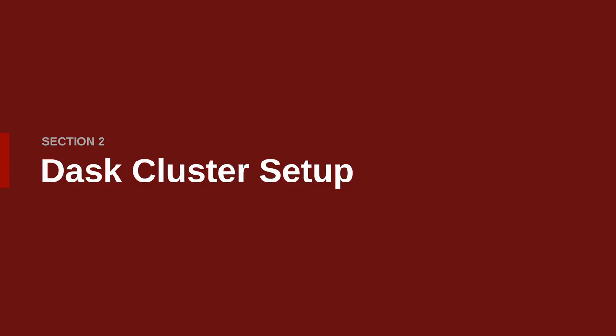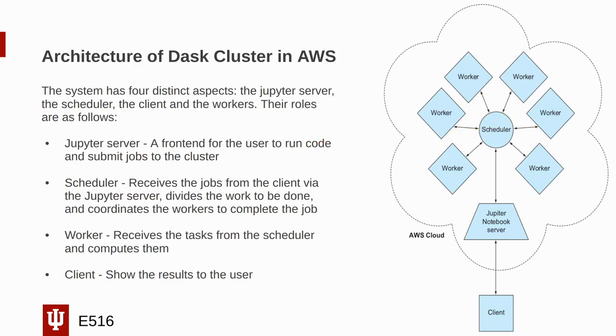Let's now move on to the cluster setup. To begin with, the architecture of our cluster has four different aspects: the Jupyter server, the scheduler, the client, and the workers. The Jupyter server is a front end for the user to run code and submit jobs to the cluster. The scheduler receives the code from the Jupyter server and then divides the work between the 6 worker nodes.